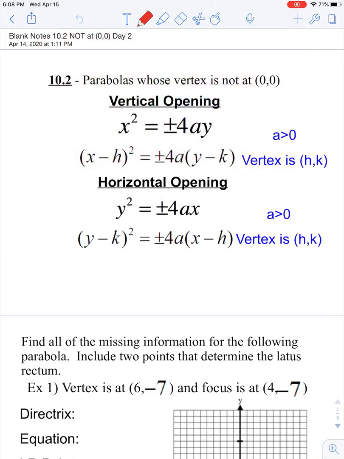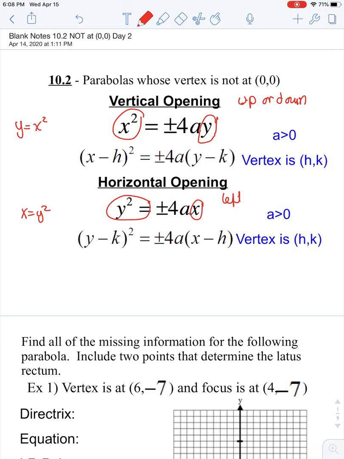Yesterday we talked about the fact that if you had an equation that had y equals x squared, and keep in mind these should look very familiar to equations that you saw in the past, these equations are parabolas that are going to open either up or down. We call that a vertical opening. When you had equations that said x equals y squared, these equations are going to be opening either left or right, which means they have a horizontal opening.